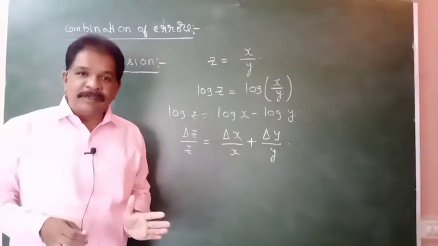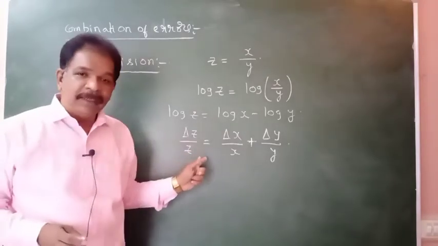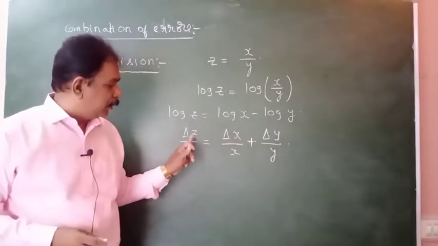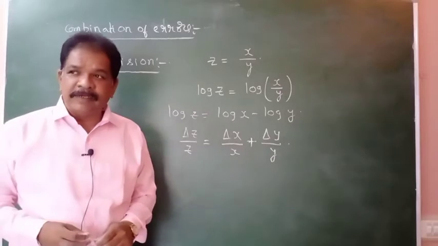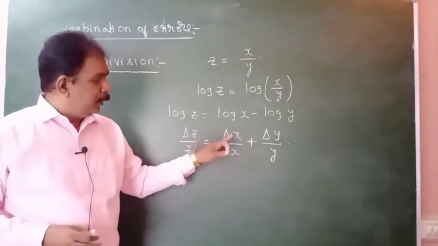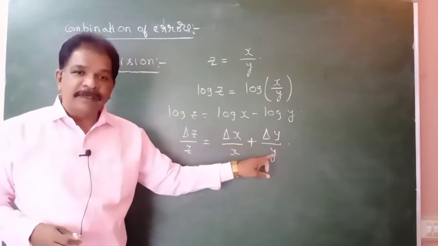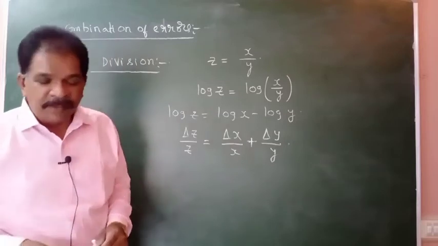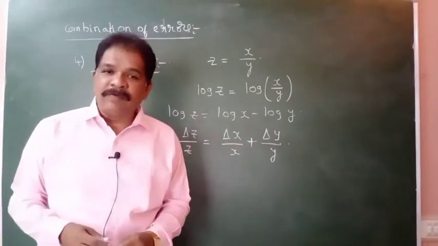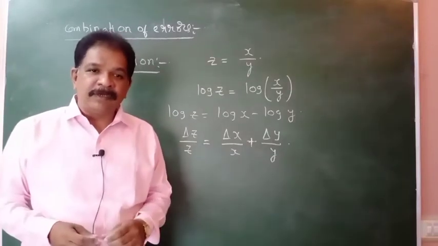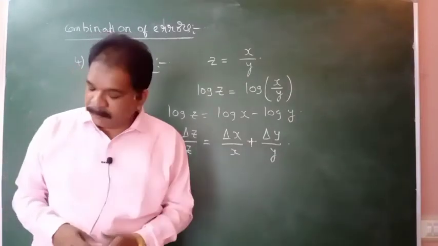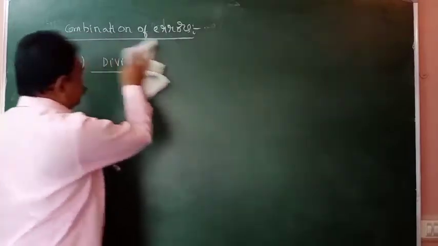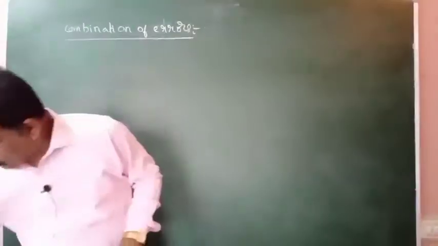Clear? So either in multiplication or in division, for calculating the relative error, always you have to take delta z by z is equal to delta x by x plus delta y by y. Problems will be there. They will give mass, they will give volume, they will ask to calculate the relative error in the measurement of density. Like that problems will be there. Just for your understanding, we will take one or two problems on multiplication and division. Then easily you can understand.